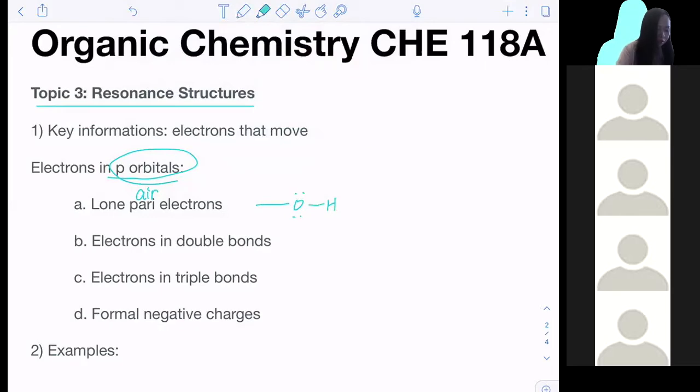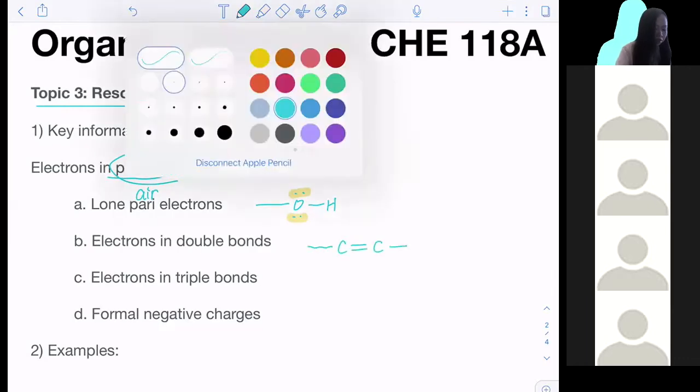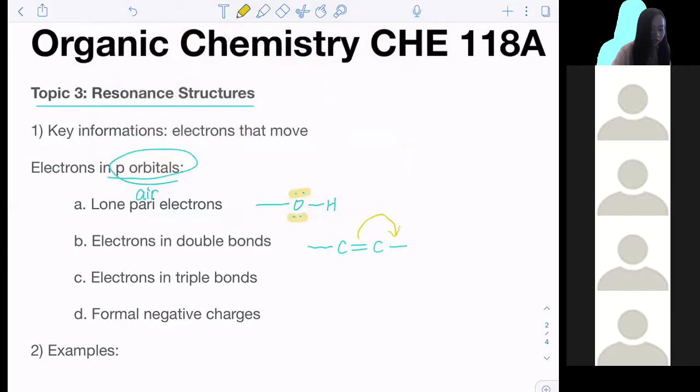You don't have to form a formal negative charge to start the resonance, as long as you have lone pairs. And of course, electrons in a double bond, let's say C=C, yes, you can start a resonance structure like this, and something else like that. And if you have a double bond, you should be able to have a triple bond, in the way that you want. And a formal negative charge.